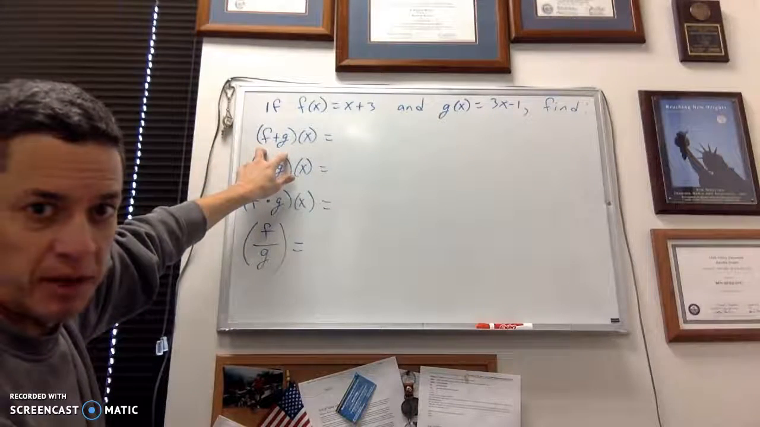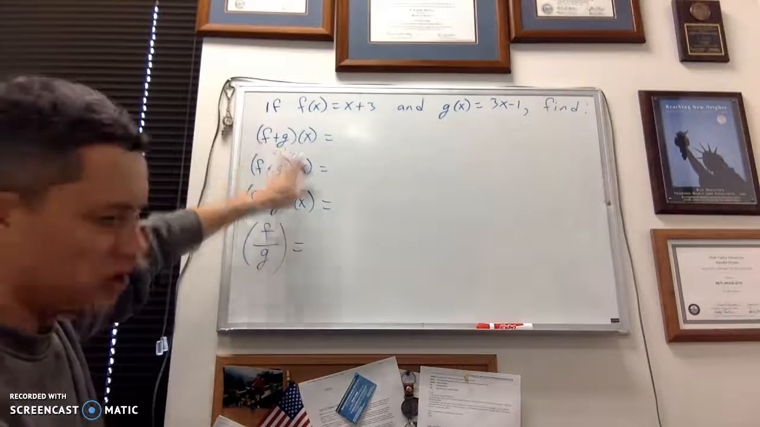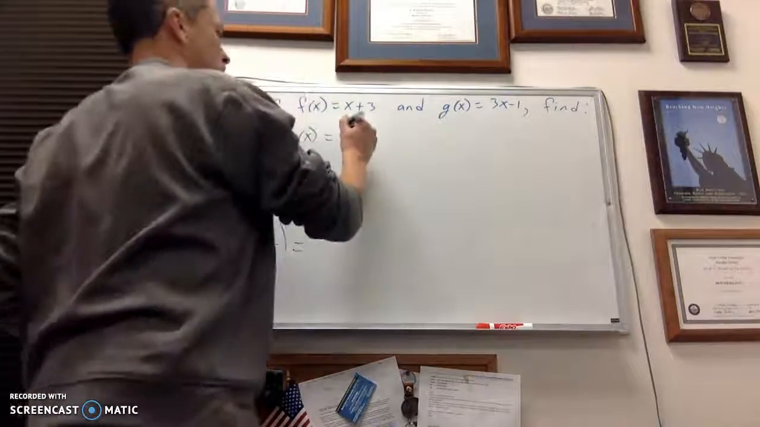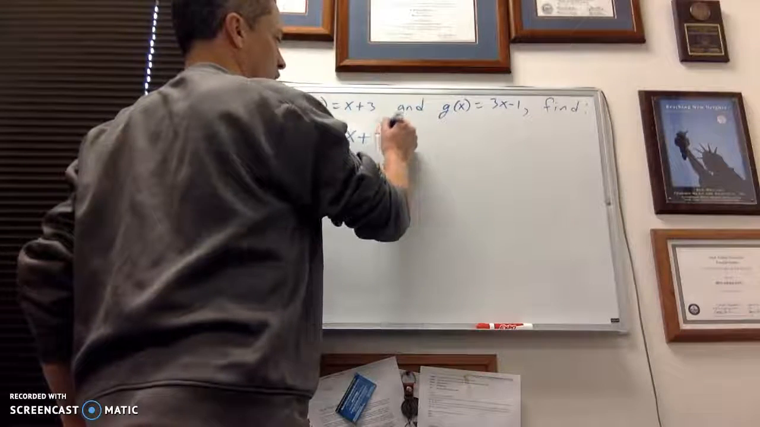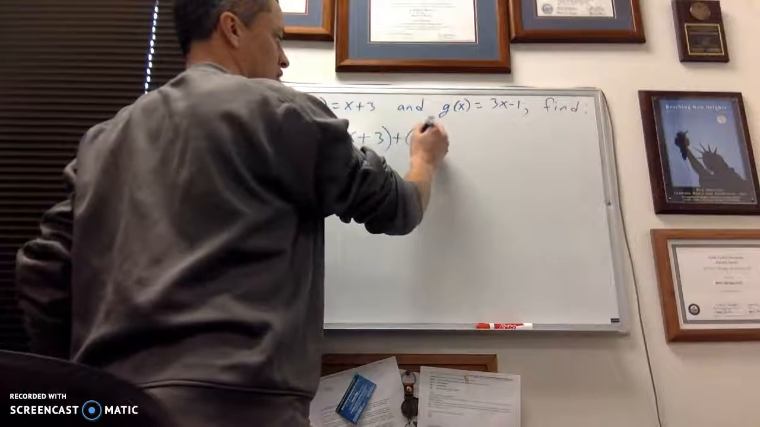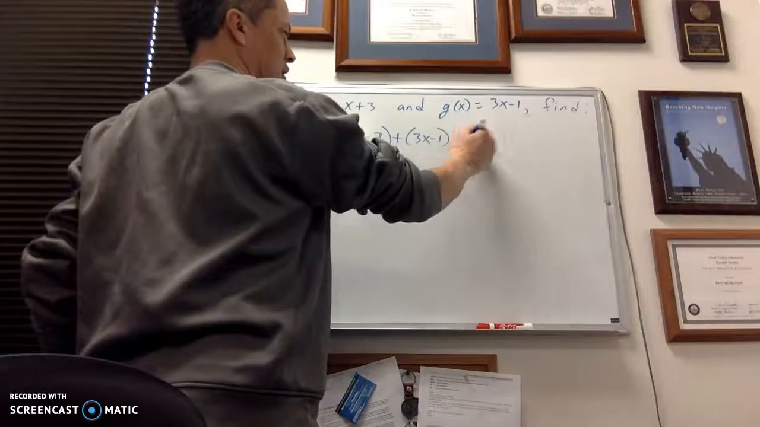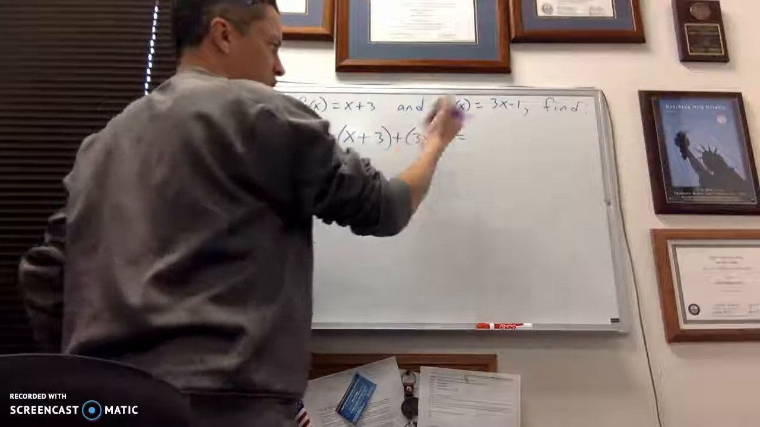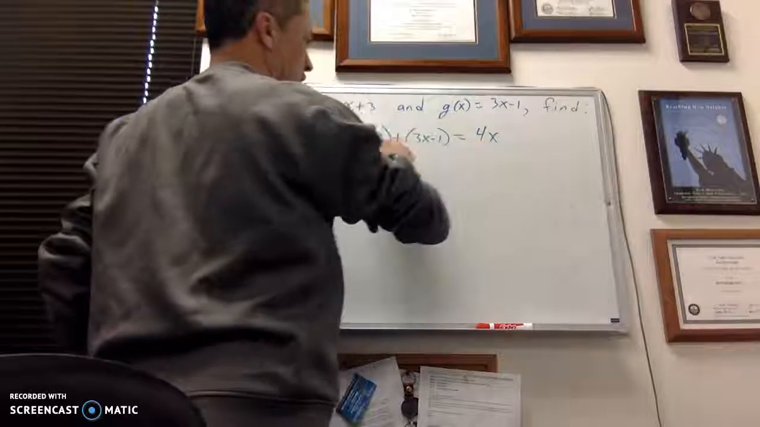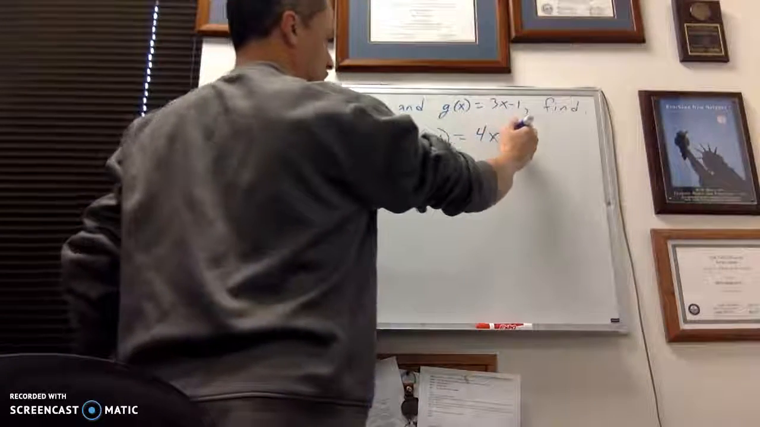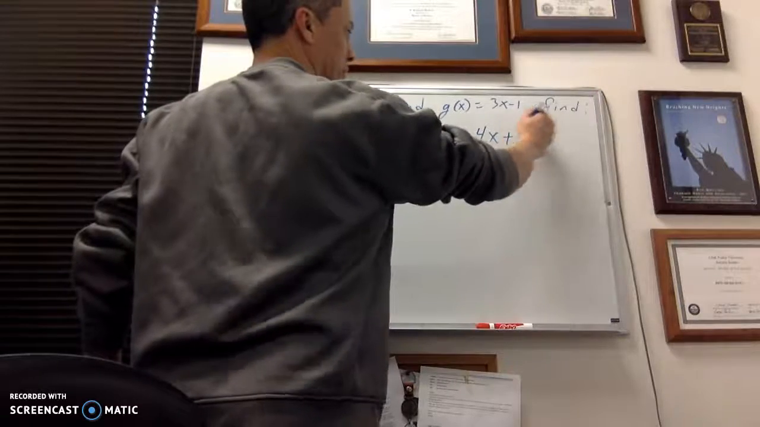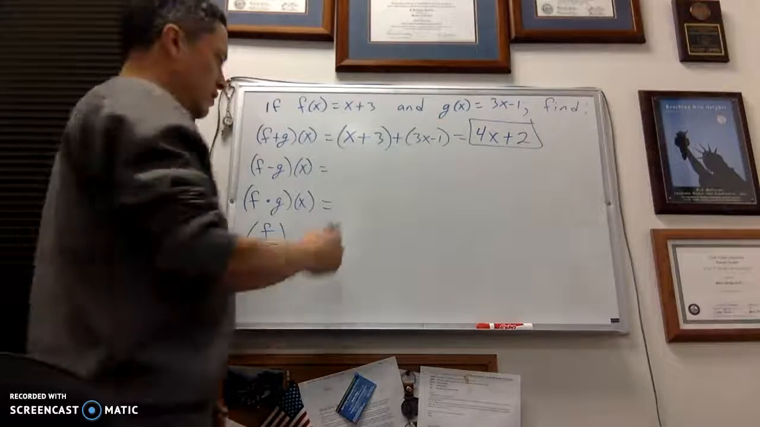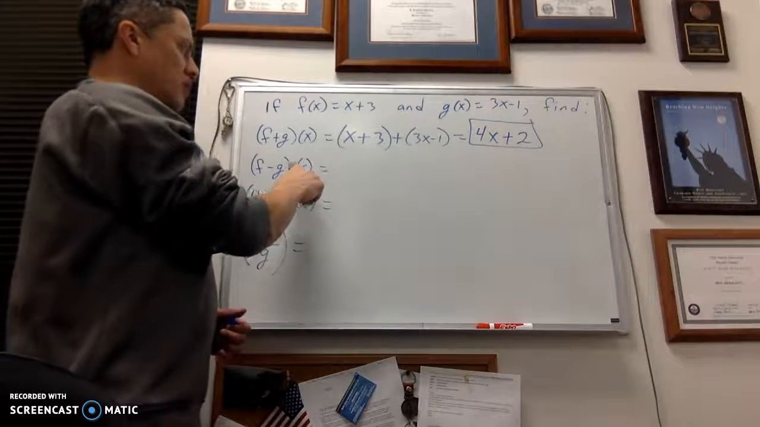Now hopefully you're picking up on this, that f plus g, you're adding the two functions together. So all you're doing is just taking x plus 3 plus the 3x minus 1. And you can work without the parentheses in this case because you're adding. x plus 3x, that's 4x. 3 plus a negative 1, that's plus 2. And there you go.